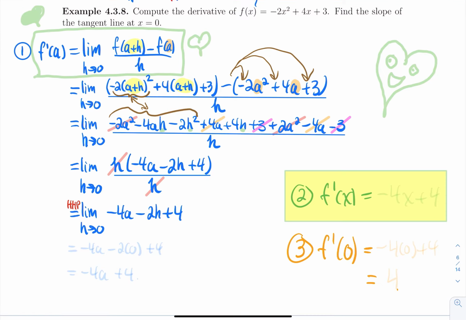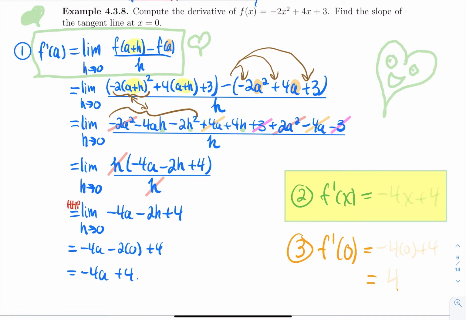So now I'm evaluating my limit. The limit notation is gone. I get minus 4a minus 2 times 0 plus 4. This will give you minus 4a plus 4. So that's your derivative. So f prime at a is minus 4a plus 4.